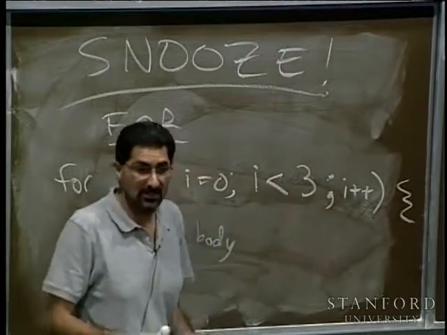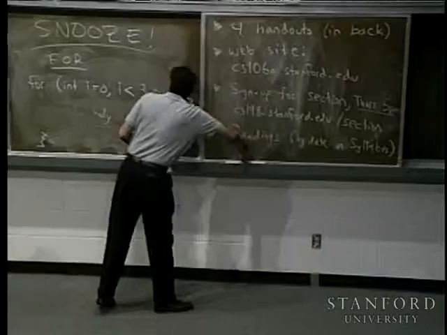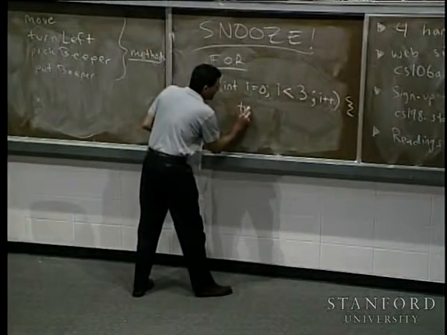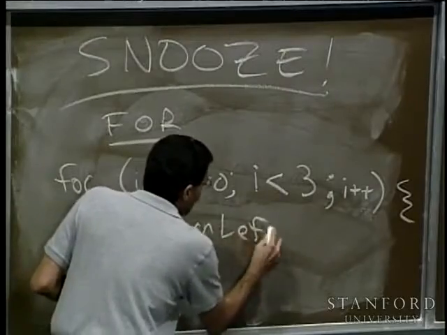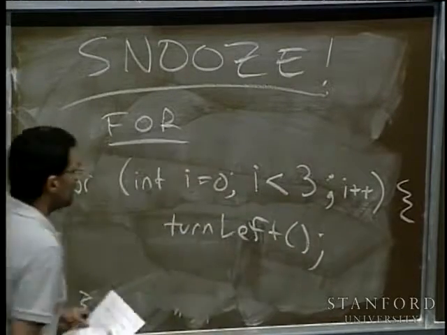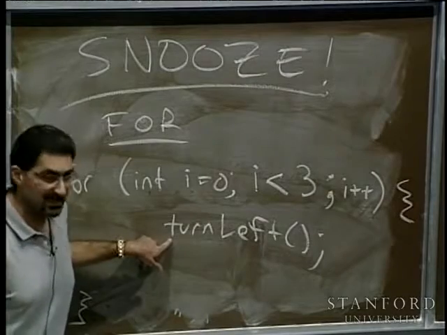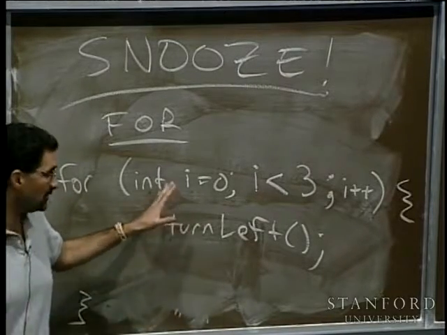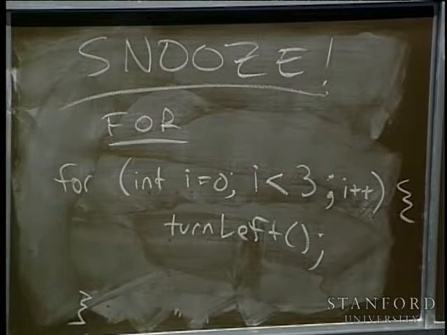It can be 1 instruction, it can be more than 1 instruction. So turn right could be defined as for i equals 0, i less than 3, i plus plus, turn left. And what this will do is execute this 3 times. I could have multiple instructions in here if I wanted to, and it would execute that whole set sequentially 3 times. But this is the equivalent of turn right.